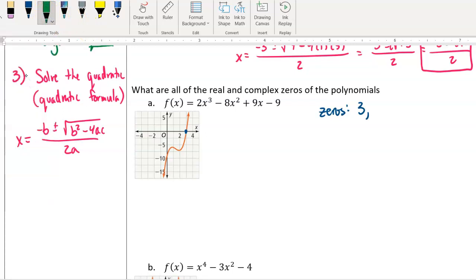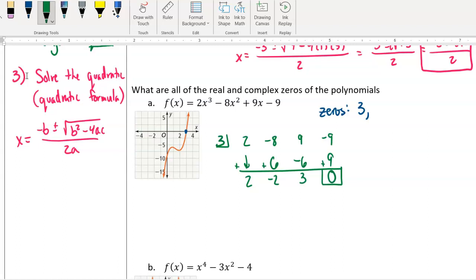All right, so for synthetic division, we start with our 0, which is 3. And then our coefficients, all of them are represented, so we don't have to put a 0 in here. So we just have 2, negative 8, 9, and negative 9. There's nothing to add to the 2, so I bring that down, so that would just be 2. So 3 times 2 is 6. Negative 8 plus 6 would be negative 2. 3 times negative 2 is negative 6. 9 plus negative 6 would be 3. 3 times 3 is 9. Negative 9 plus 9 would be 0.